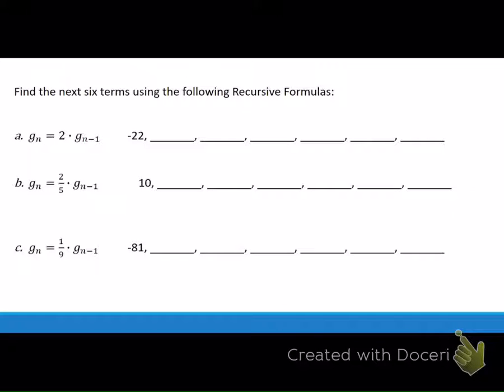So find the next 6 terms using the following recursive formula. Our first term is negative 22. What will I have to do, Jordan, to get to the next one? What does it tell me to do? So what would the next one be? Yep. So we're going to continue to multiply by 2. So what would the next one be?